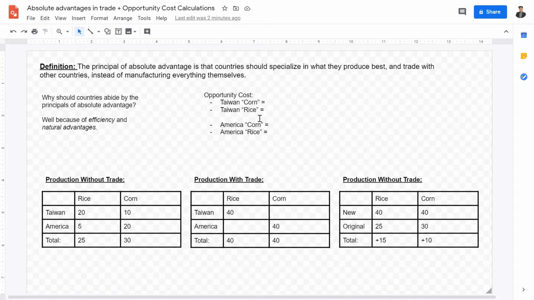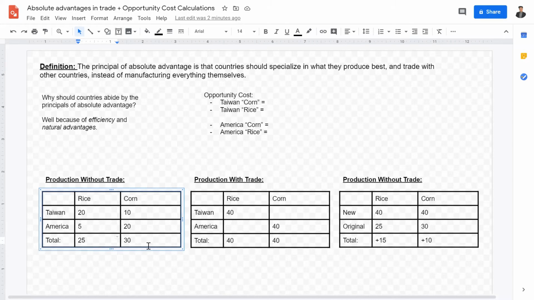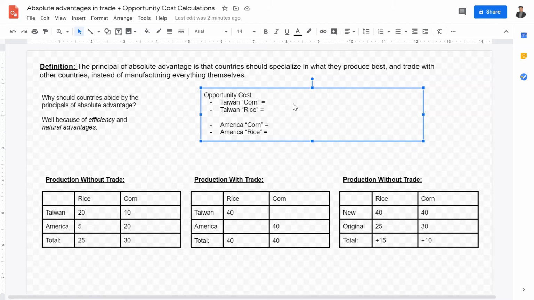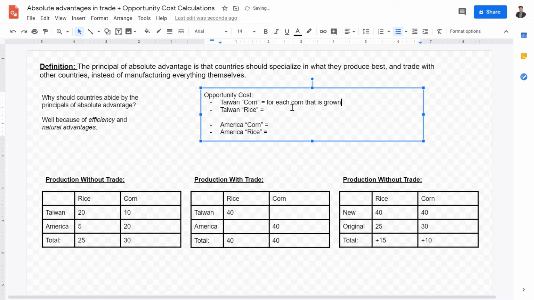So what is the opportunity cost? Let's look at this in total. Total world production of rice is going to be 25, and total world production of corn is only going to be 30. What is the opportunity cost for growing corn in Taiwan? For each corn that is grown, 2 rice is sacrificed.